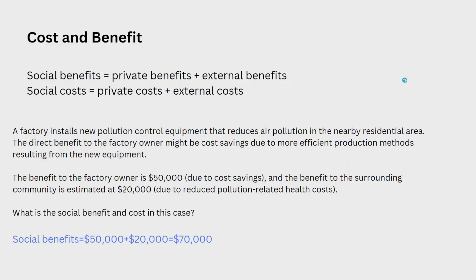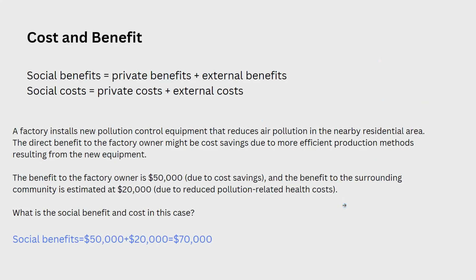Next, we are going to do cost and benefit. Social benefit is equal to private benefit plus external benefit. Social cost is private cost plus external cost. So this is a pretty much straightforward formula for social benefit and social cost. And let's see the example here.